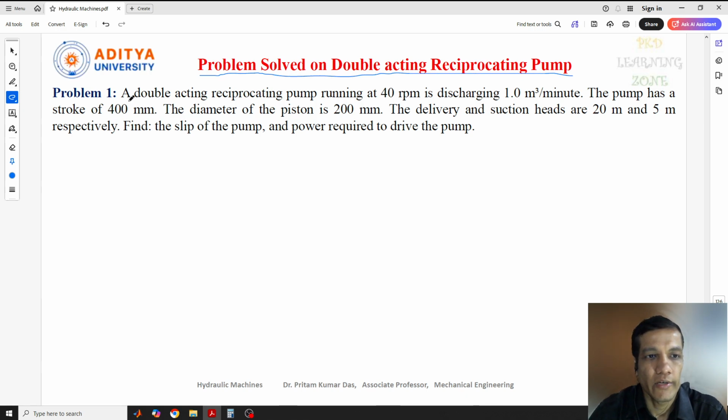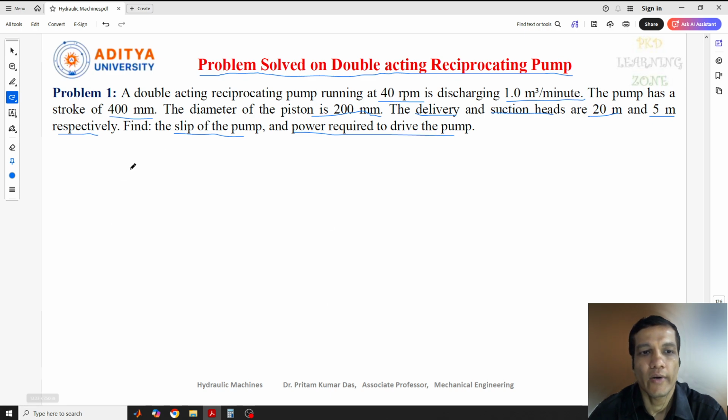So I have taken the question: a double acting reciprocating pump running at 40 rpm is discharging 1 meter cube per minute. The pump has a stroke of 400 millimeter. The diameter of the piston is 200 millimeter. The delivery and suction head are 20 meter and 5 meter respectively. Find the slip of the pump and the power required to drive the pump.